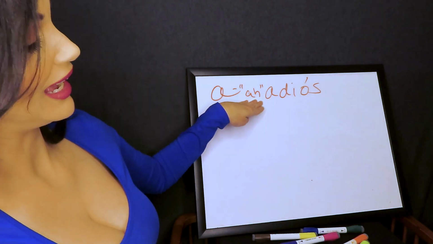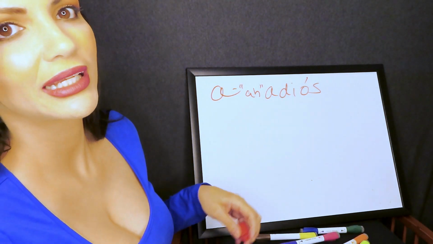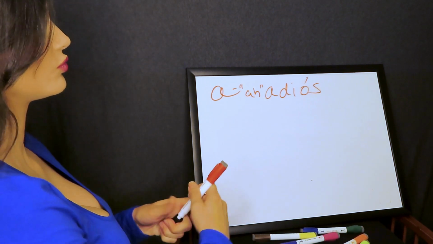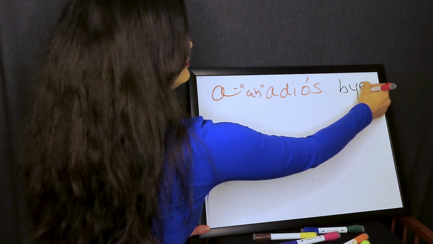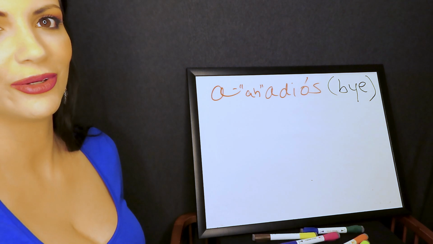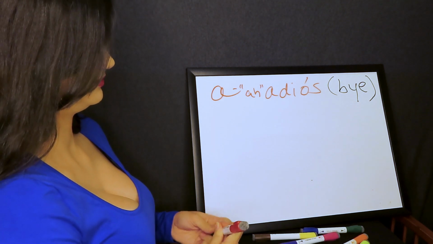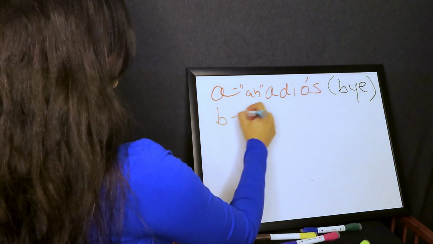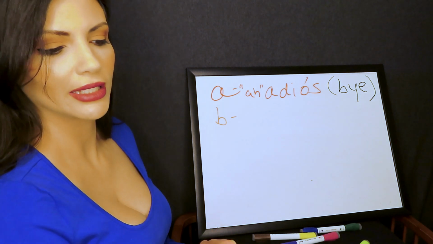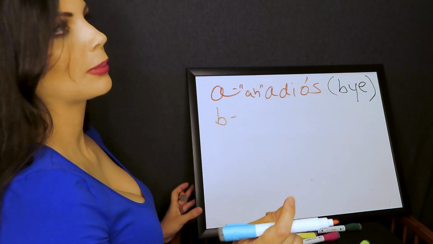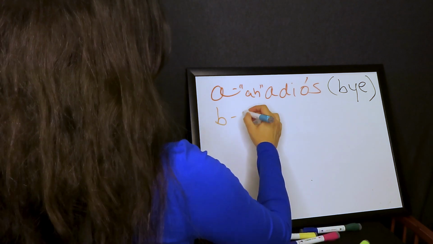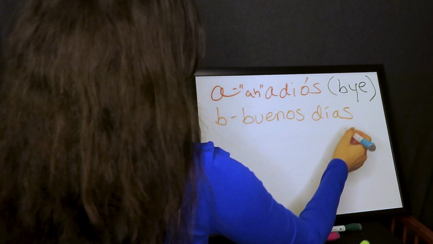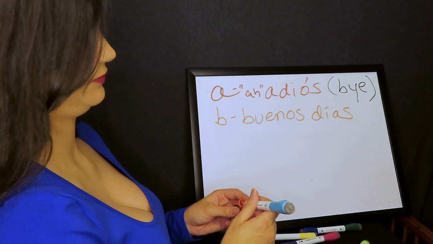A is pronounced a, and an example word is adiós, which means bye. Adiós. B is similar to English, and an example is buenos días, which means good morning.